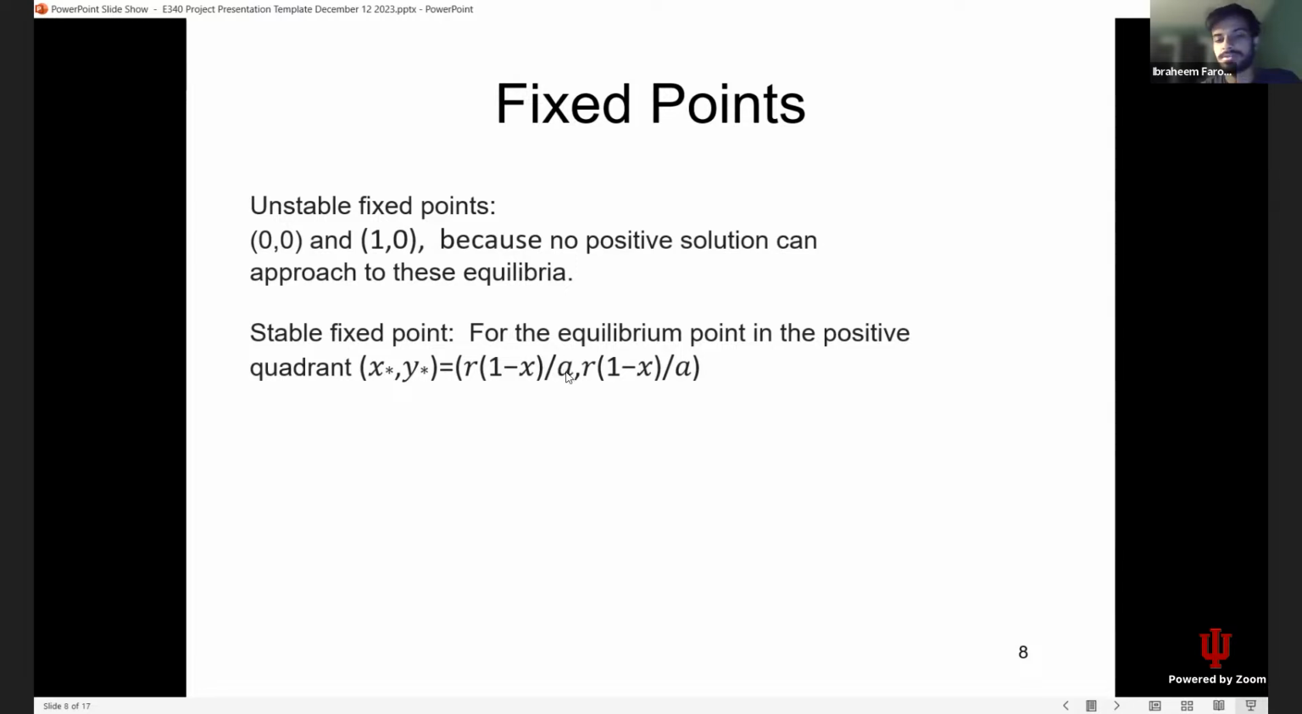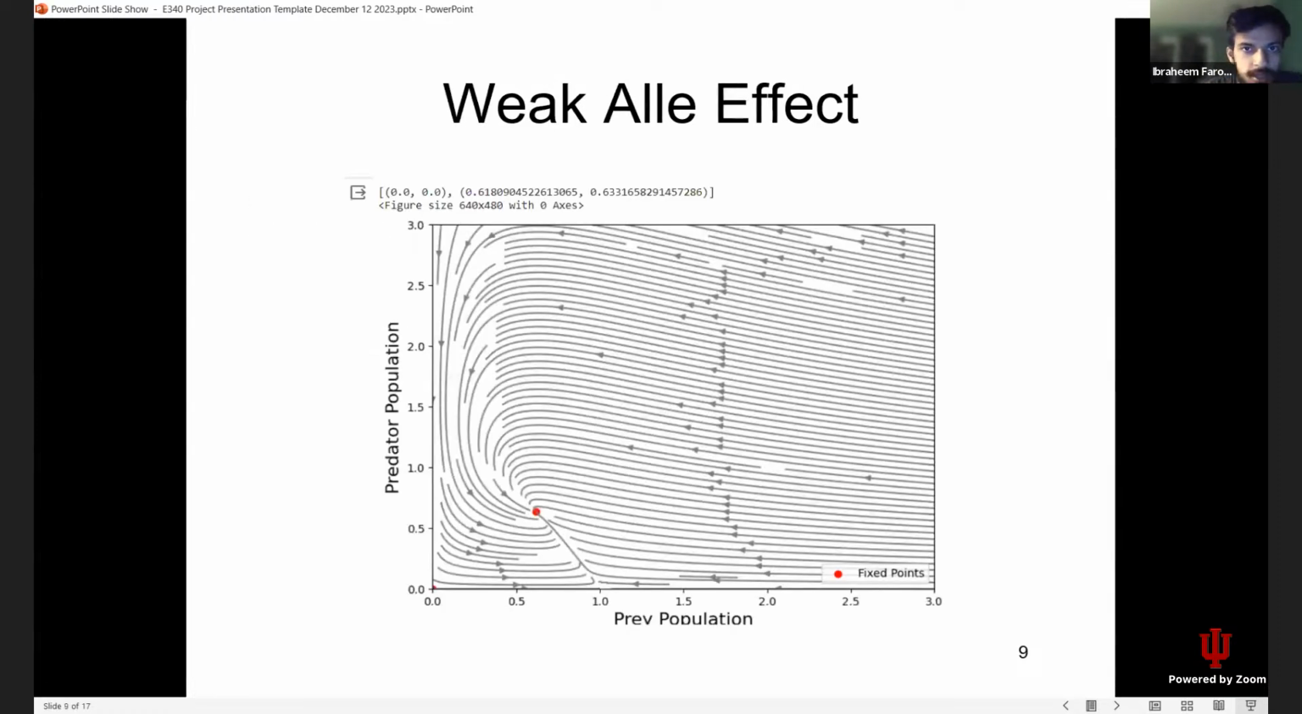A, which I believe is the decay rate of the predators. Sorry, A is related to the Allee effect in this scenario. If we take a look at the graph with the weak Allee effect, as in the M is negative, we can see, I guess, what the Allee effect is trying to describe.